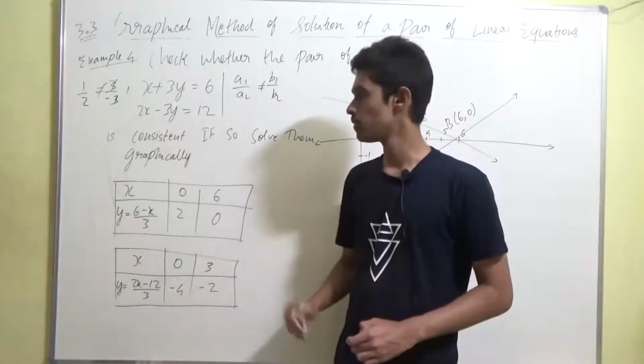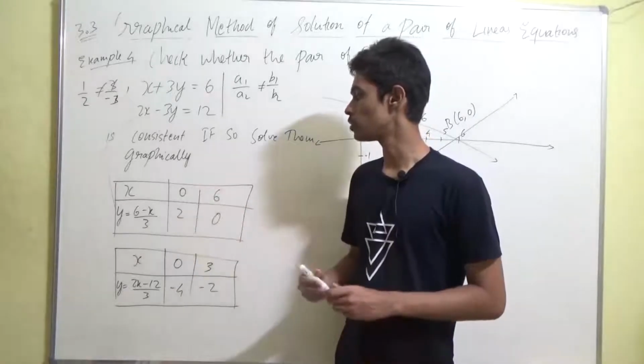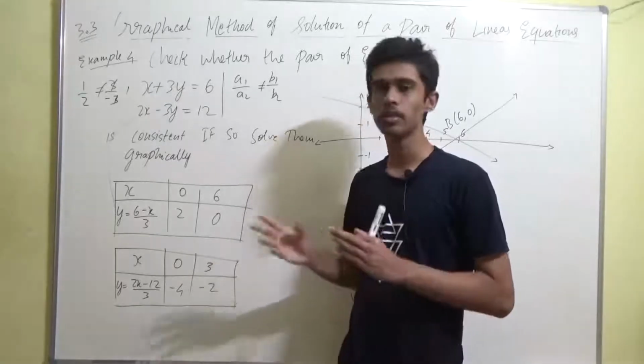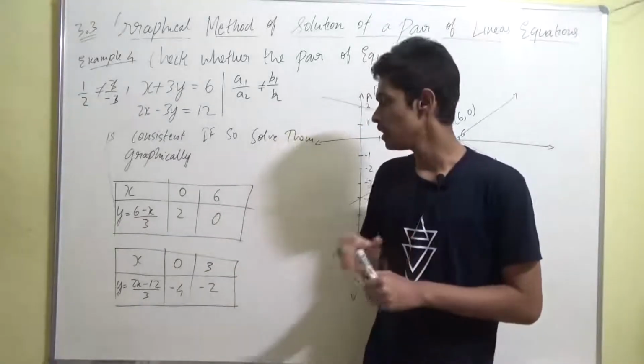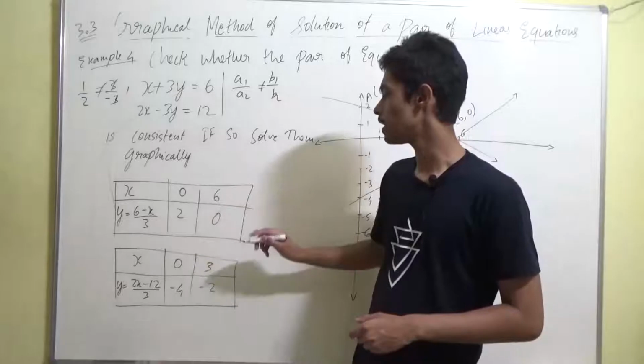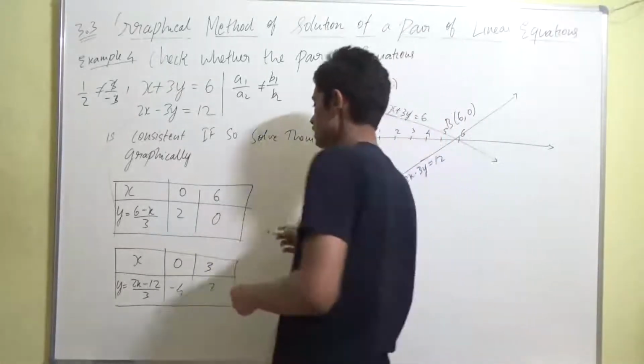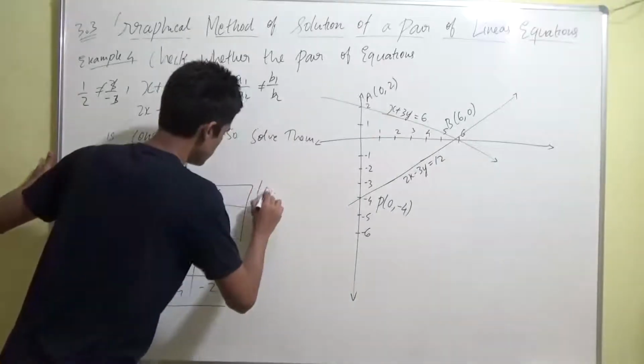In these two tables, we have put the value of x equal to 0 and got the y value here. I think by now you people are quite comfortable with this tabulation part. So here we get the values of x and y as 0, 2 and 6, 0. With this 0, 2 and 6, 0, let's write it here.